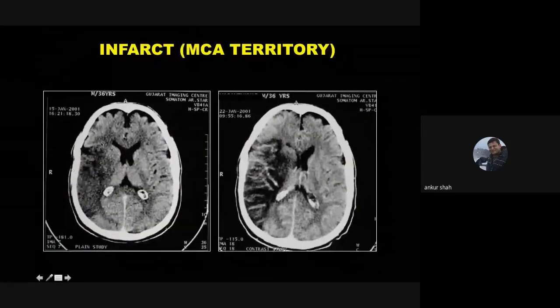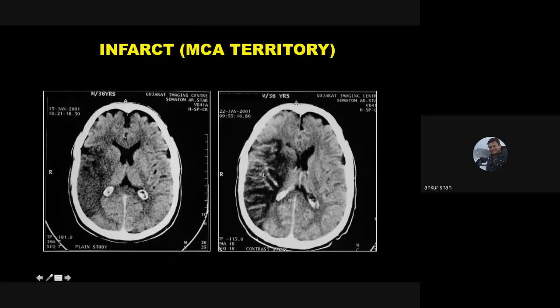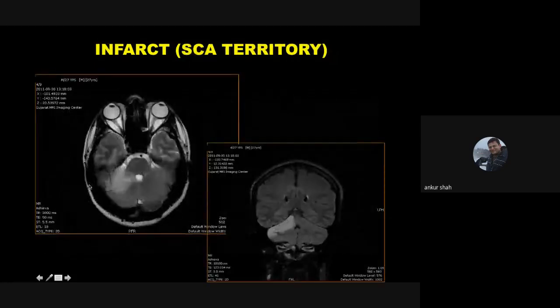For stroke, as I said, this is the appearance of acute stroke or acute infarct, but again this will be seen almost 24 hours after the stroke develops. This is with contrast, there is some enhancement, so this suggests that reperfusion has already started. So CT shows infarct but usually later, while MR shows infarct very early.